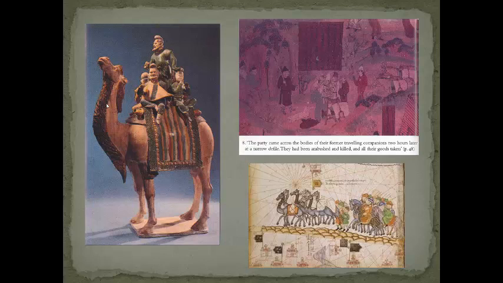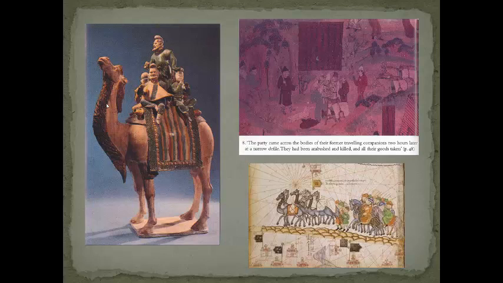It's a Chinese illuminated manuscript, and I kept the description of the artwork here, which is pretty grim. The party came across the bodies of their former travelling companions 2 hours later at a narrow defile. They'd been ambushed and killed and all their goods taken. And this means that the Silk Road is treacherous, especially because people are moving very expensive, high-status luxury goods. That is what dominates on the Silk Road.